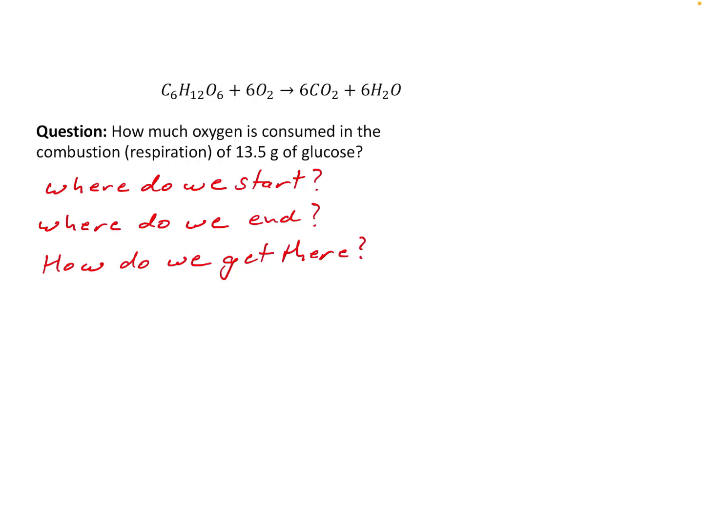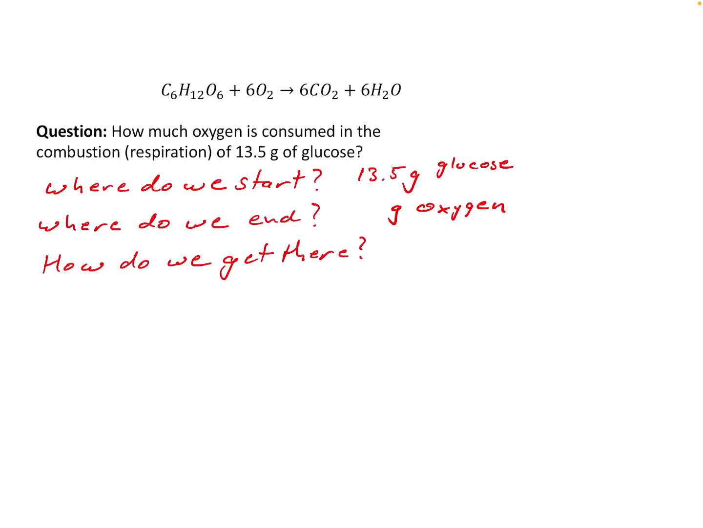In this particular case, there's only one number that we're starting with, so we're going to start our calculations with this 13.5 grams of glucose. And what we want is an amount of oxygen. Now, I didn't clarify that in the problem. If this was like a quiz or something like that, I would need to do that. But let's assume that the problem was actually described in a little bit more detail, and I want grams of oxygen.